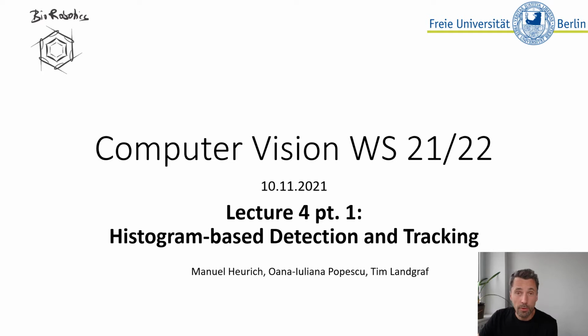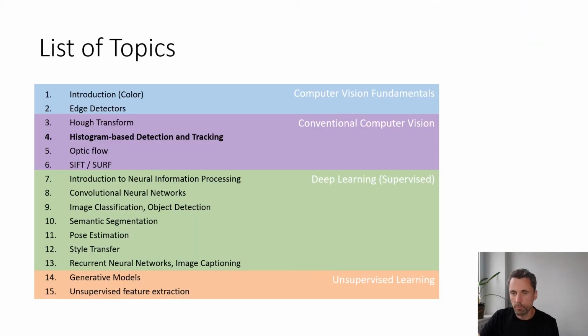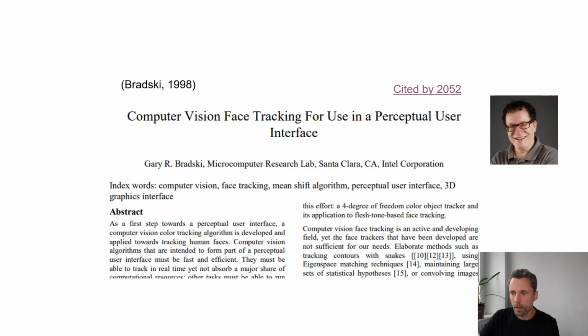In this fourth lecture, I'm going to show you histogram-based detection and tracking algorithms. We are still in the conventional computer vision block, so 3 more lectures to go until we then switch to deep learning. In the first half of the lecture, I'm going to present CAMSHIFT to you, which is an algorithm published quite a while ago by Gary Bradski, who works with Intel, and which was one of those algorithms that was shipped with OpenCV, an open source computer vision library.